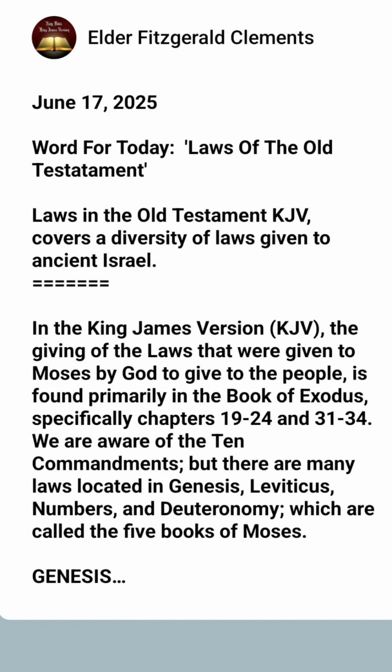We are aware of the Ten Commandments. There are many laws located in Genesis, Leviticus, Numbers, and Deuteronomy, which are called the five books of Moses. Let's talk about Genesis. Genesis is the first and longest of those five books. Moses had been in the mount with God, where privately he received full and particular instructions for the writing of it.